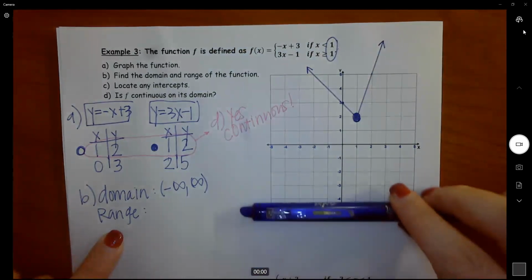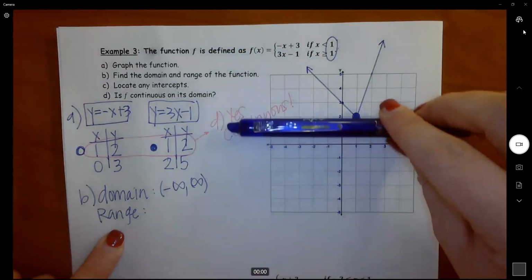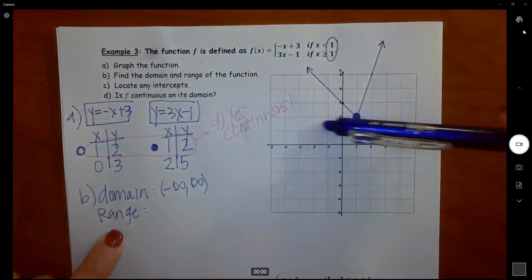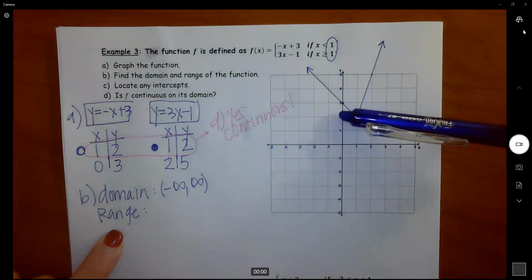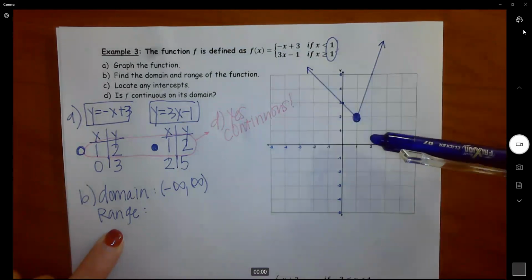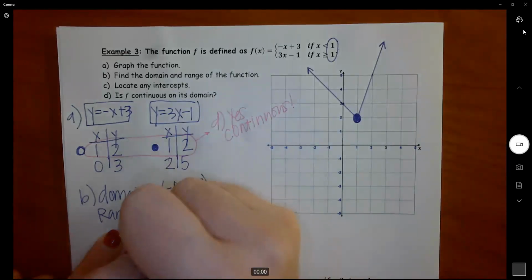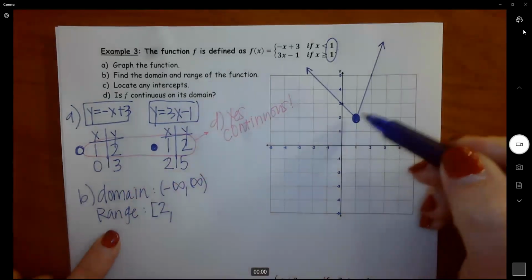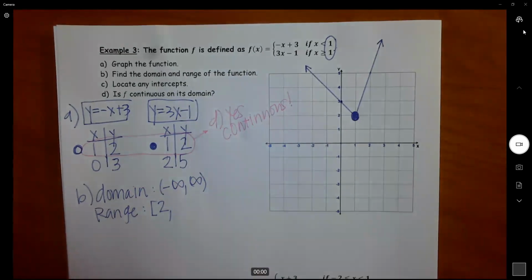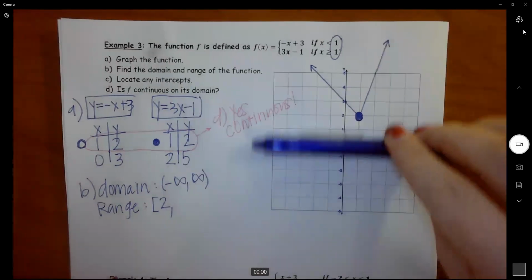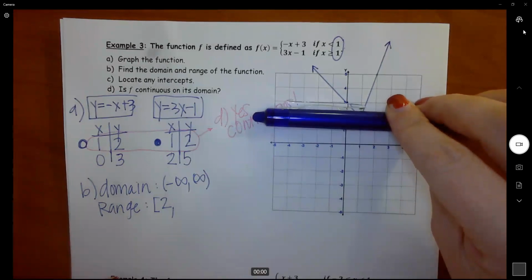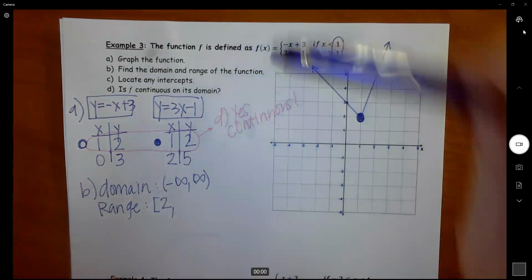So the most bottom thing I hit right here is at y is 2. Okay, it's not where it crosses this. That's an intercept. That's part C. I have a y value at 2. And it is included because it is a solid closed circle. So my lowest point is 2, or my lowest y value is 2. And then it goes up to an arrow, so infinity.